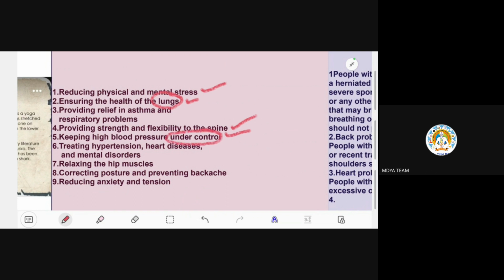Earlier, there were no such regulations on blood pressure. Yes, it keeps the blood pressure under control, treats hypertension, heart disease and mental disorders, relaxes the hip muscles, corrects the posture, prevents backache, and reduces anxiety and tension.